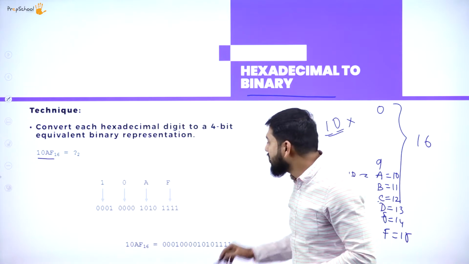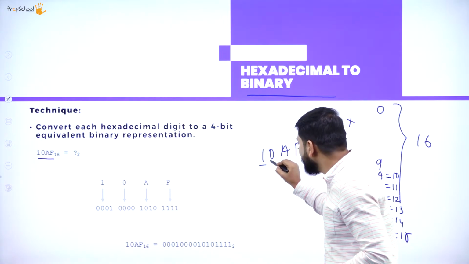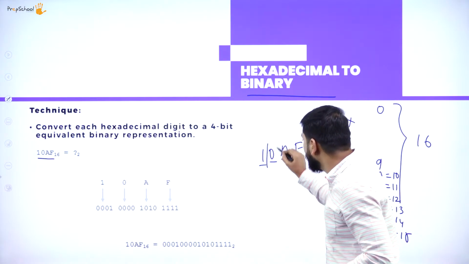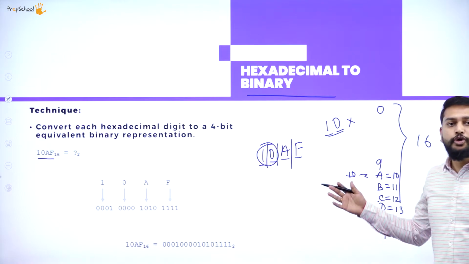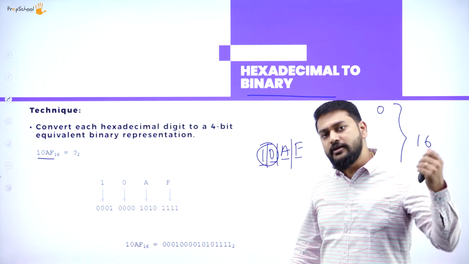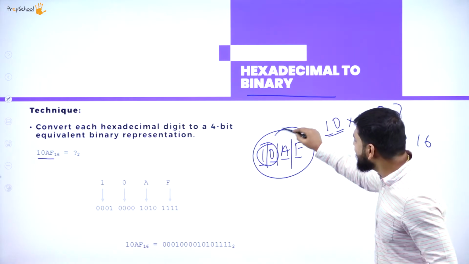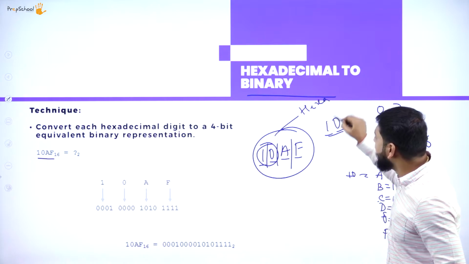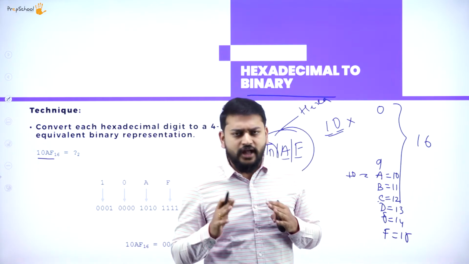So if I have the question 10AF, you should consider it as 10AF, four different numbers. This is not 10. That is the first point that I wanted to make very clear at this point of time. So fine, we understood. Then how do I convert this hexadecimal to binary? So that's the thought that I have now.